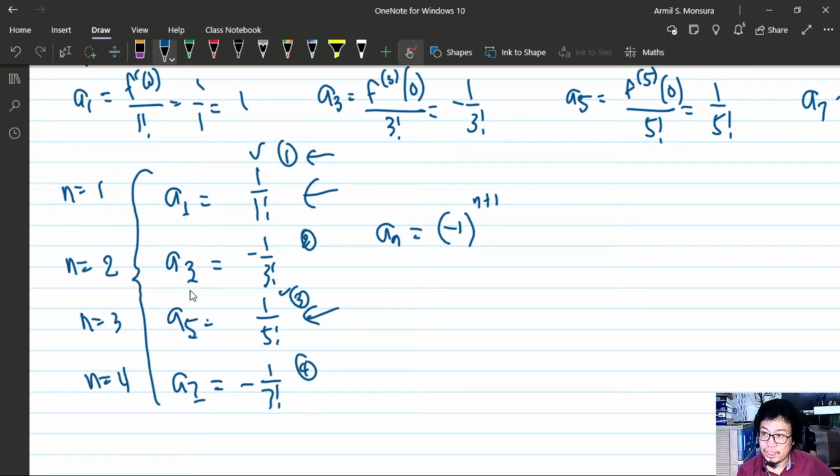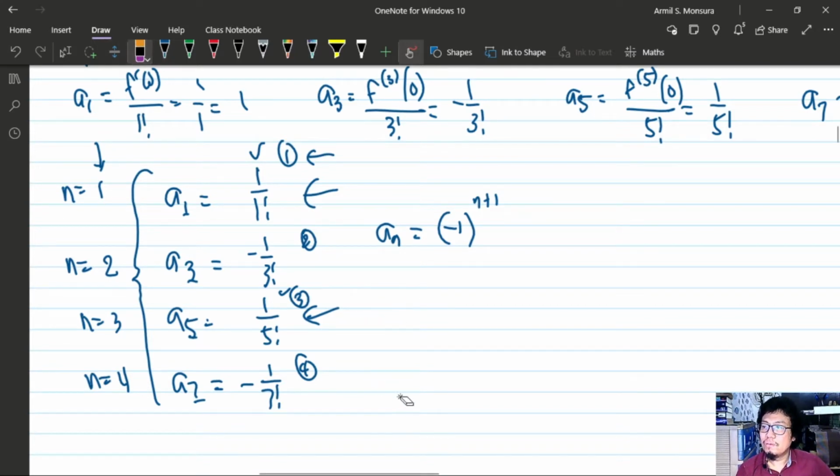We will replace these numbers 1, 3, 5, and 7 with this n, because we would like our summation to be written compactly as n equals something, say for example 1 up to infinity, which counts from 1, 2, 3, 4, 5, and so on.